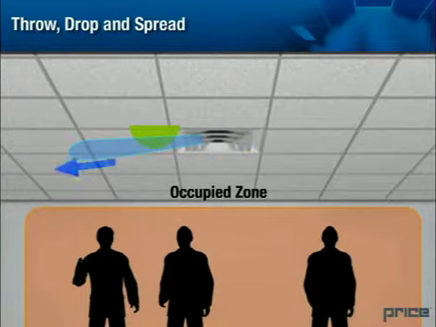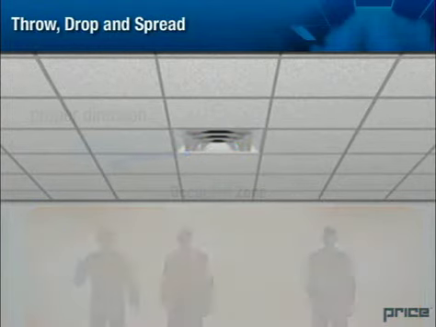This effect has a strong influence on the throw and drop distances of the diffuser. Good air distribution design makes use of room surfaces to help keep the supply air outside the occupied zone. Price diffusers are designed to take advantage of the Coanda effect by producing it within the diffuser, helping discharge the air in the proper direction.